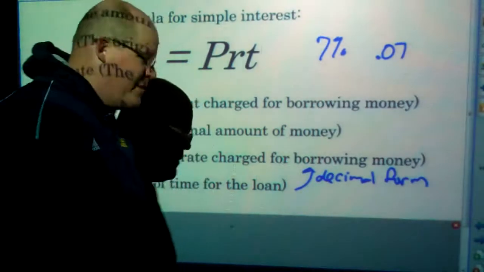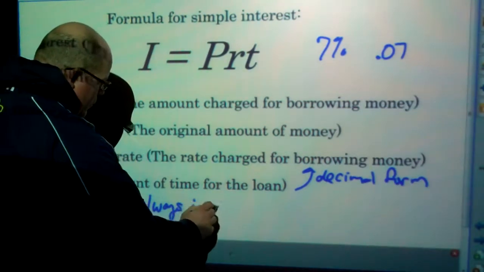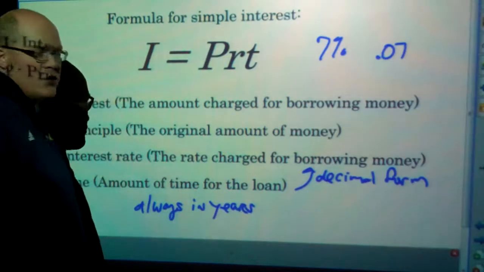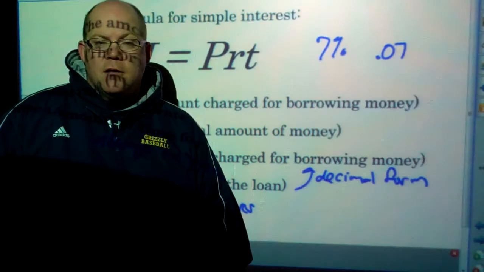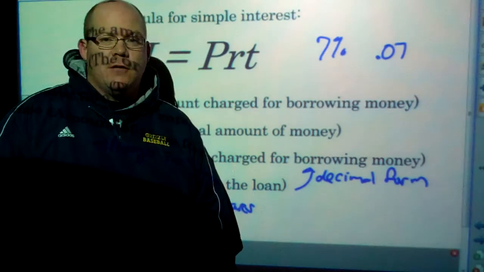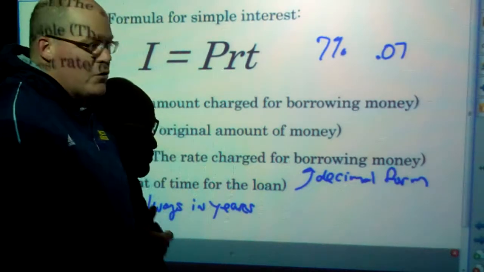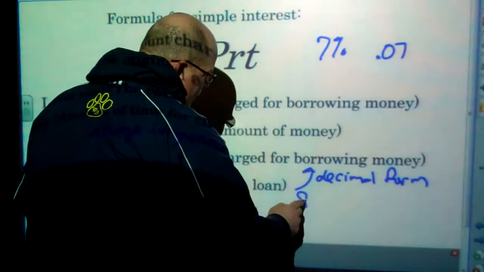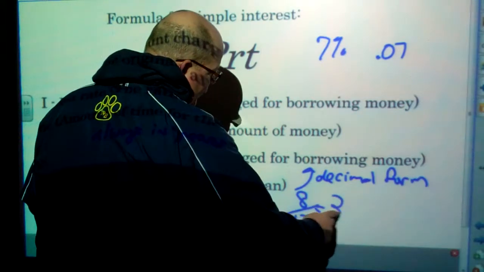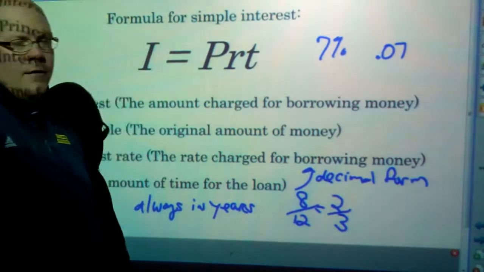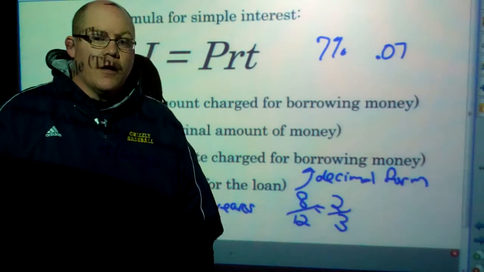And then the fourth, T, time, the amount of time. And that amount of time is always in years. So if they say 4 years, we'd use 4 as our T. If they say 8 months, we would have to convert that to a fraction of how many years is 8 months. Well, there's 12 months in a year, so we go 8 over 12 equals 2/3, right? So we'd put that into your calculator as 2/3, or you could convert it to a decimal.